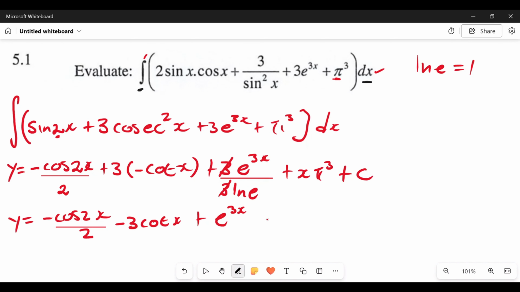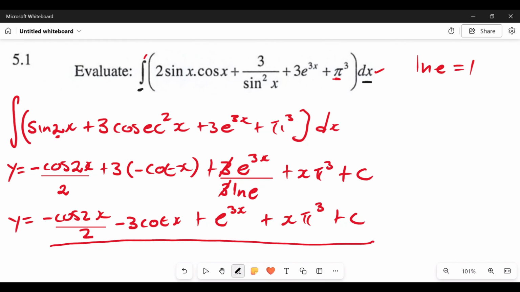It's fine. Now let's go to the fourth term. The fourth term, it's fine like this. Just rewrite it as it is: x multiplied by pi to the power of 3 plus c. So guys, this here is our final answer.